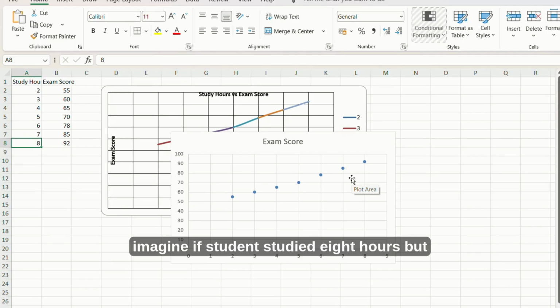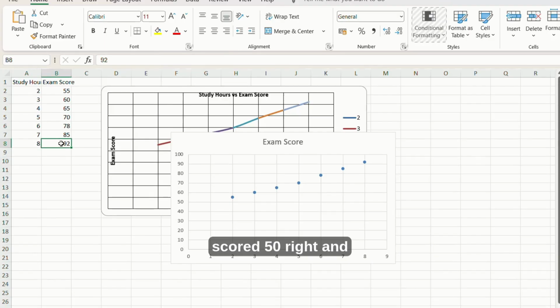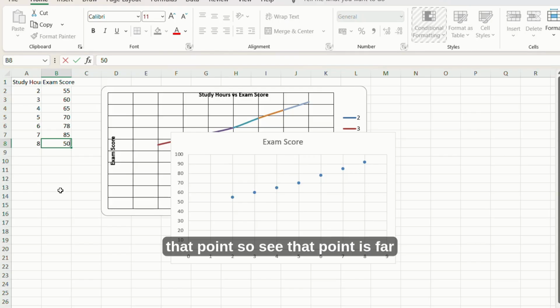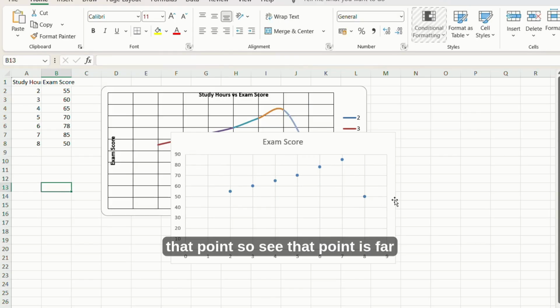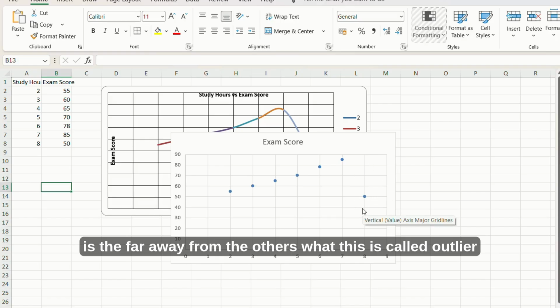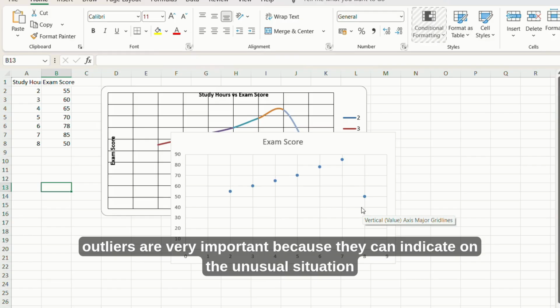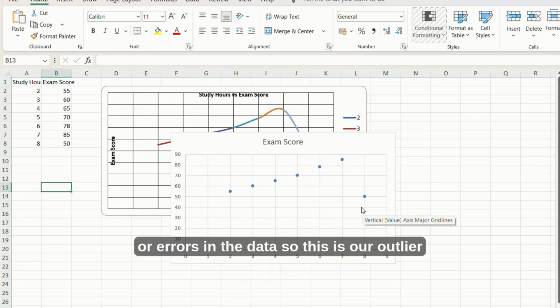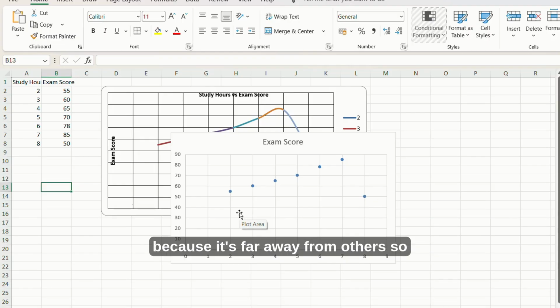Now imagine if a student studied 8 hours but scored 50. That point is far away from the others. The others are going upward, but this one is far away from them. This is called an outlier. Outliers are very important because they can indicate unusual situations or errors in the data. So this is our outlier because it's far away from the others.